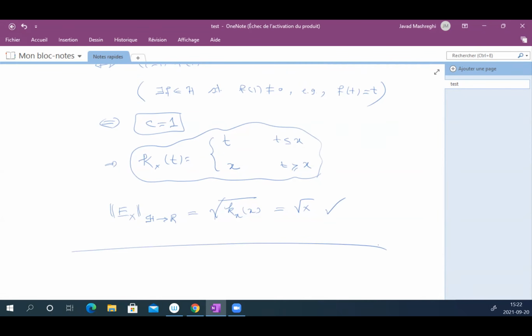Is that okay? So this is our second example. We take a little break and then I have two more interesting examples of the same type.